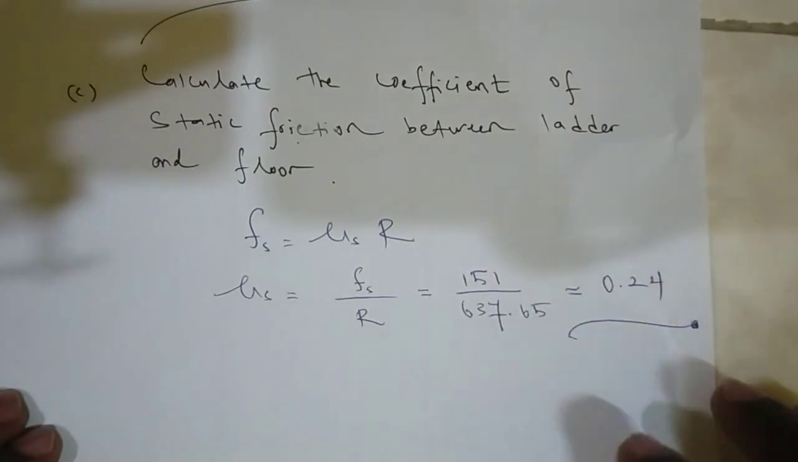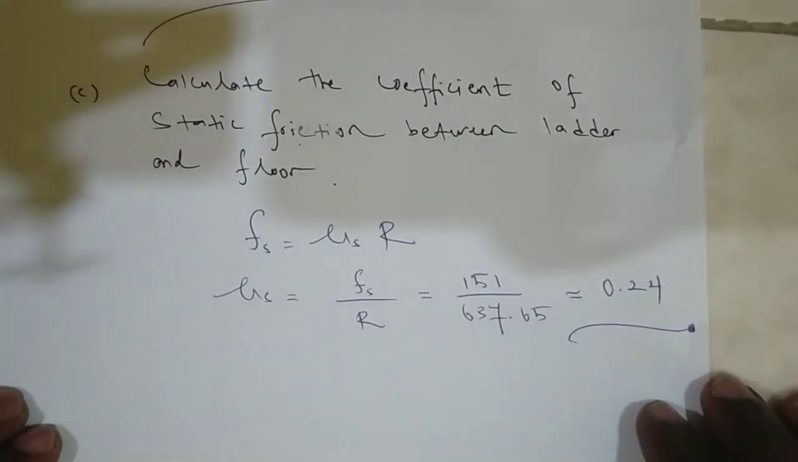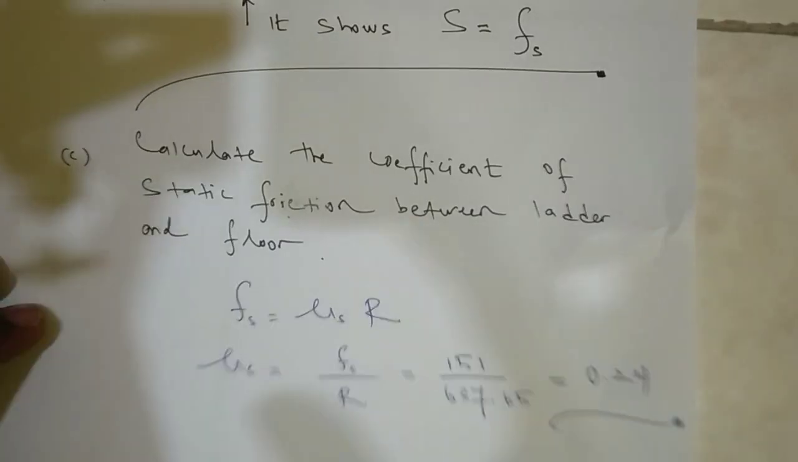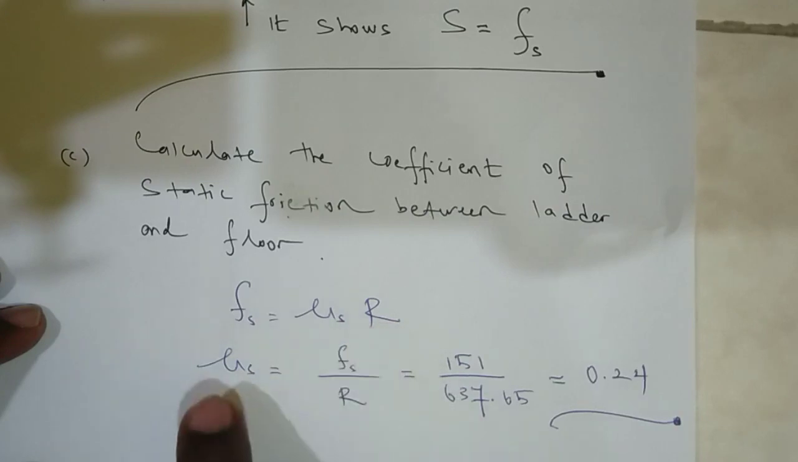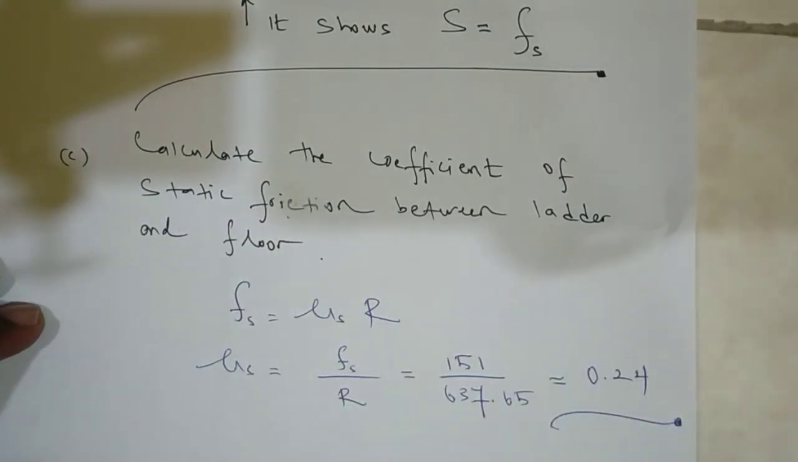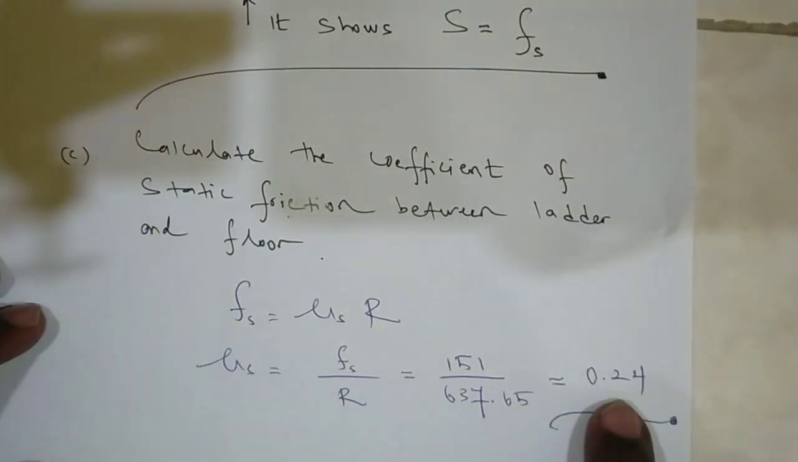For section C, calculate the coefficient of static friction between the ladder and floor. By using the formula F equals mu R, you will be able to get the coefficient of static friction between the ladder and floor. The final answer is 0.24.